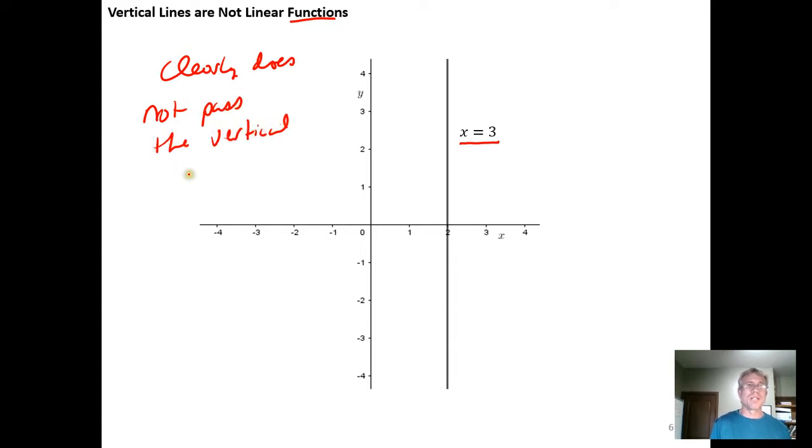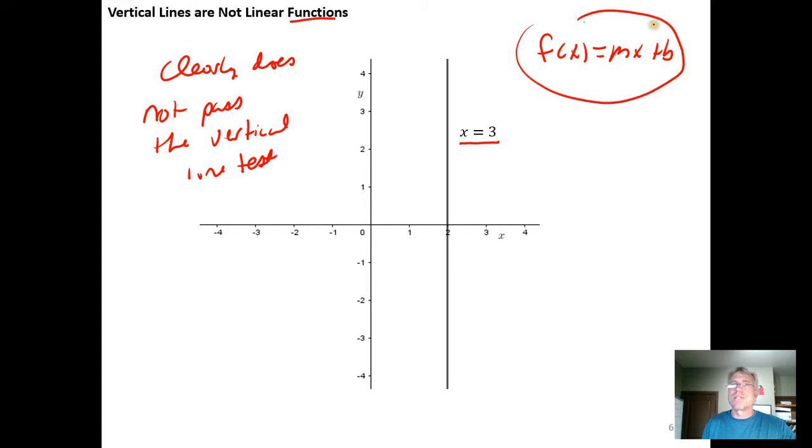And in fact, not only is it not a function, but we cannot write it in the form f of x equals mx plus b. This can't be done. It just gets x equals 3. Notice there's no y or f of x piece in this. There's a sense in which the coefficient on the f of x is a 0.